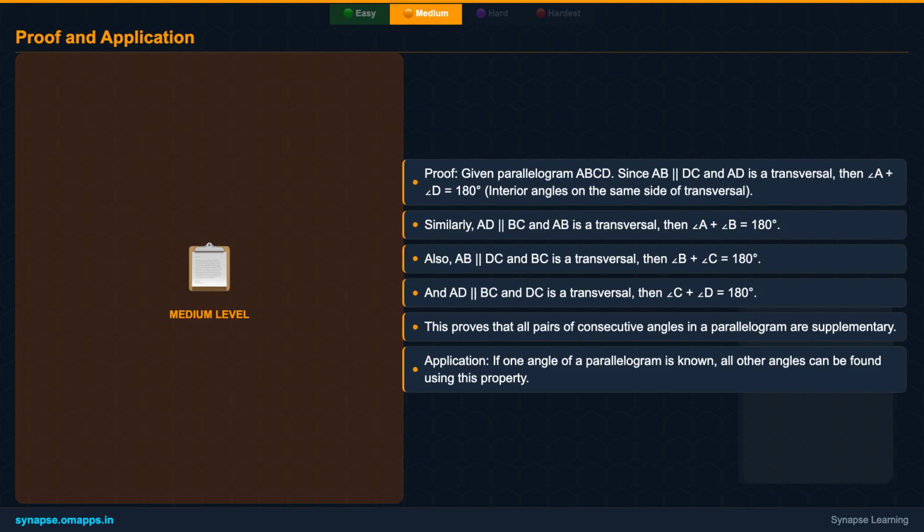Consider a parallelogram ABCD. Side AB is parallel to DC, and AD is a transversal. Therefore, angle A plus angle D is equal to 180 degrees. Similarly, AD is parallel to BC, and AB is a transversal, so angle A plus angle B is equal to 180 degrees. This logical deduction proves why the property holds true for all parallelograms, rectangles, rhombuses, and squares.